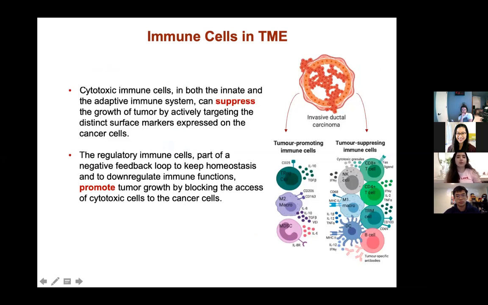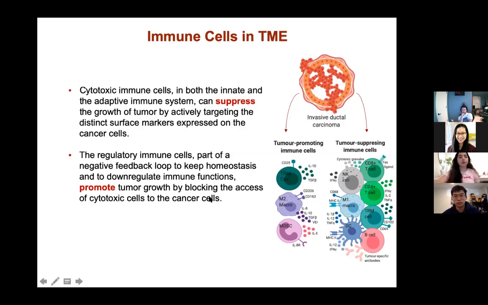So this looks at the immune cells now within the context of the TME. We have the cytotoxic immune cells in both innate and adaptive immune response that can suppress the growth of the tumor by targeting markers that the tumor expresses, right? Some of the tumor suppressing cells that we're seeing are our natural killers, our M1 macrophages, our CD8 and CD4 T cells, so our cytotoxic and memory T cells, our dendritic cells, and our B cells that go on to produce antibodies.